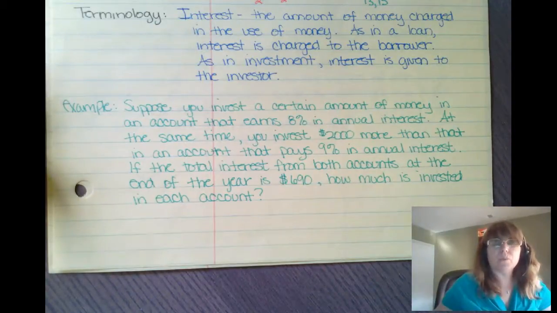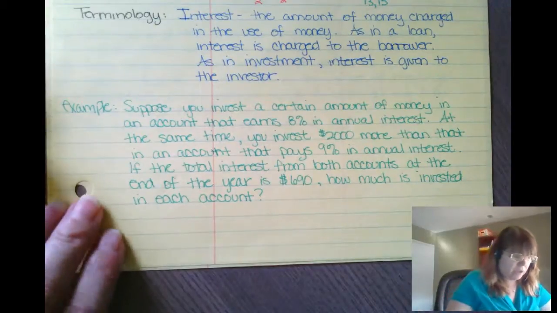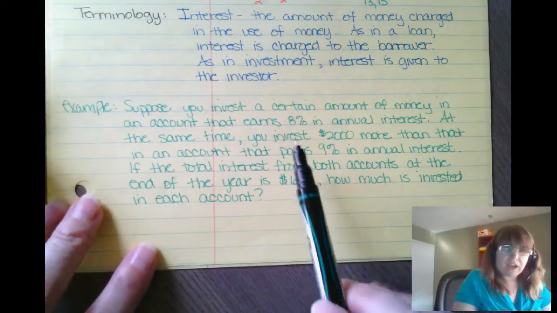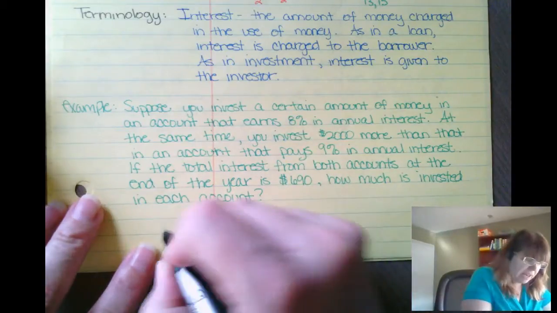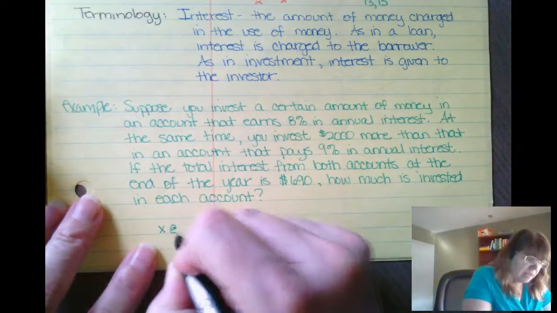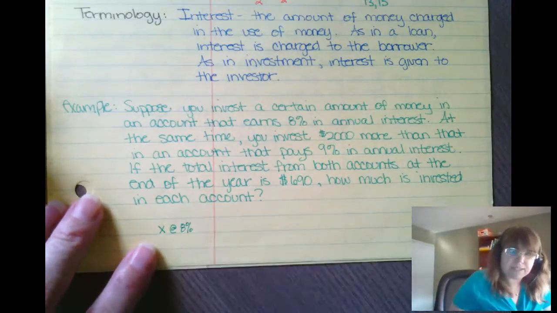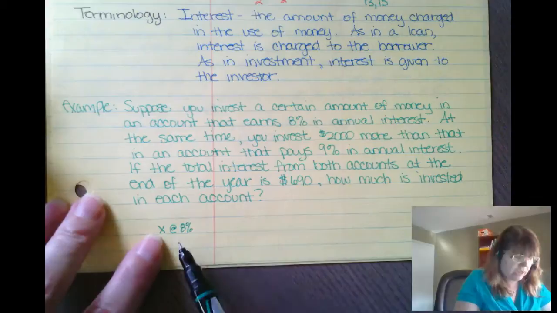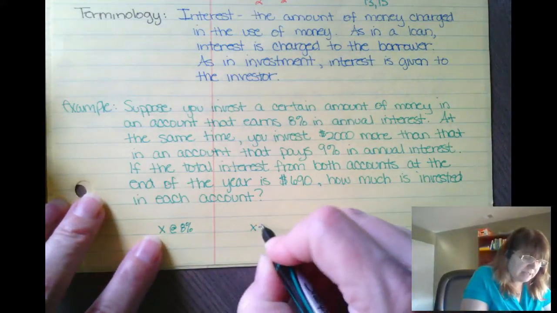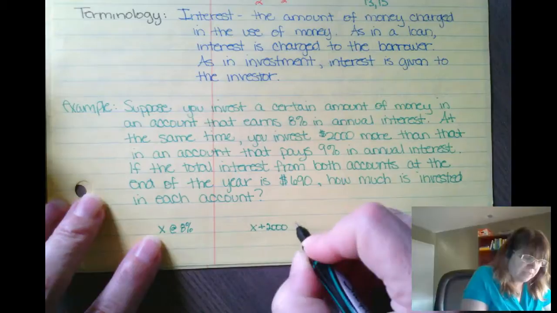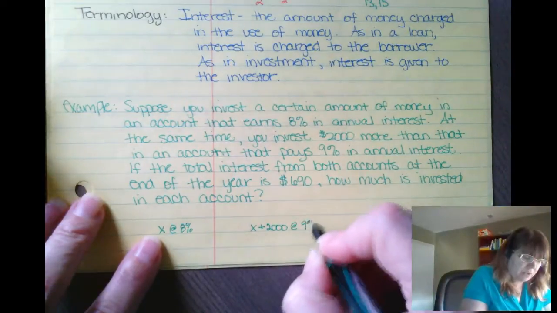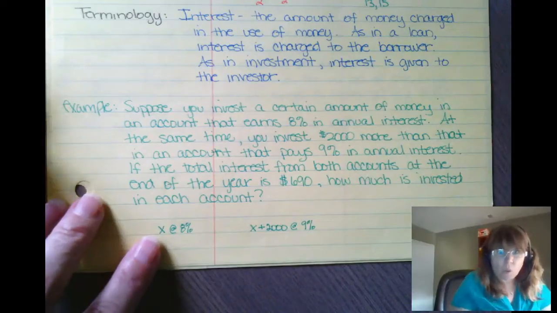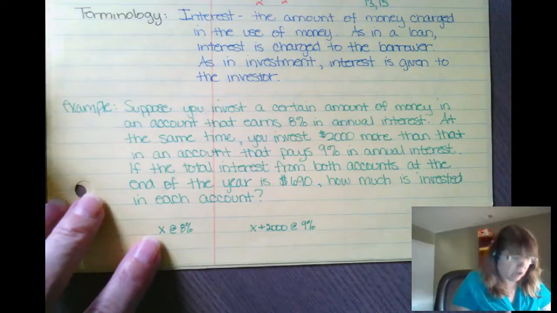So we do know everything we need to know here. The first is the amount that I invested at 8%. I'm going to call that x. X is at 8%. And I know that at 9% interest, I had $2,000 more than at 8%. So x plus 2,000 was invested at 9% interest. And I do know the total of each of those interests that I've earned is $690.